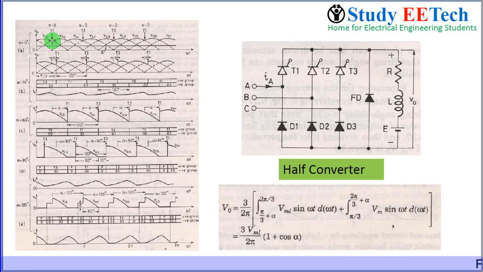If it is 0 degree, it will be triggered here. And if it is 15 degree, with respect to this point, it will be shifted by 15 degree. T2 will be shifted by 15 degree, T3 will be shifted by 15 degree, and this is shown here. Then you can draw the output voltages.